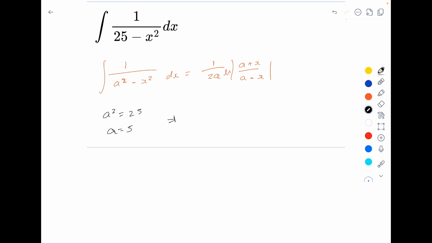Okay, so here, what we've then got is 1 over 10 ln of (5 plus x) over (5 minus x). Okay, and that's the final answer for this. So again, this isn't rocket science, but it's just a neat trick to know.